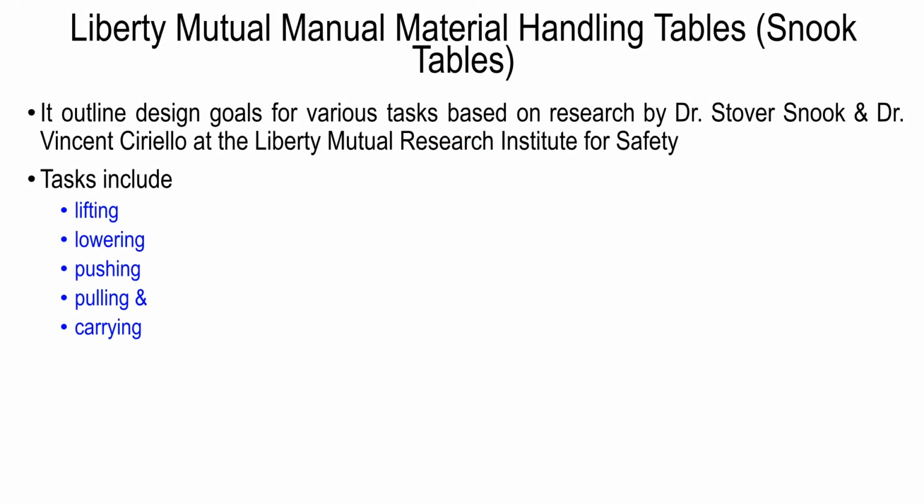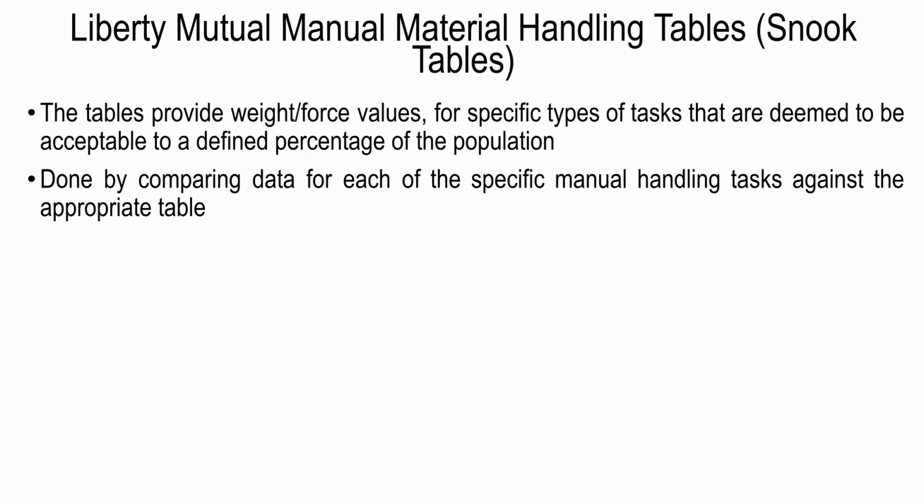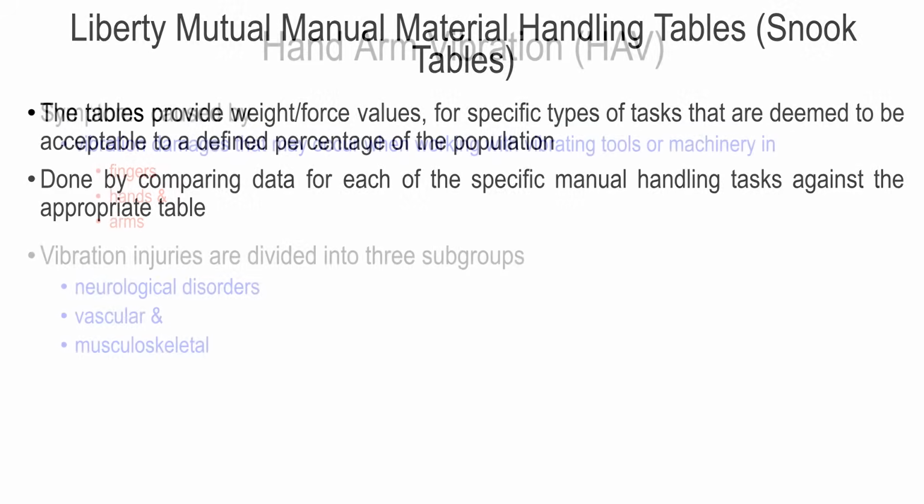The Liberty Mutual Manual Material Handling tables, or SNOOK tables, outline design goals for various tasks. These goals are based on research from the Liberty Mutual Research Institute for Safety. Tasks evaluated include lifting, lowering, pushing, pulling, and carrying. The SNOOK tables provide weight and force values for specific manual handling tasks. These values are considered acceptable to a defined percentage of the population. Assessment is done by comparing task data against the appropriate table.